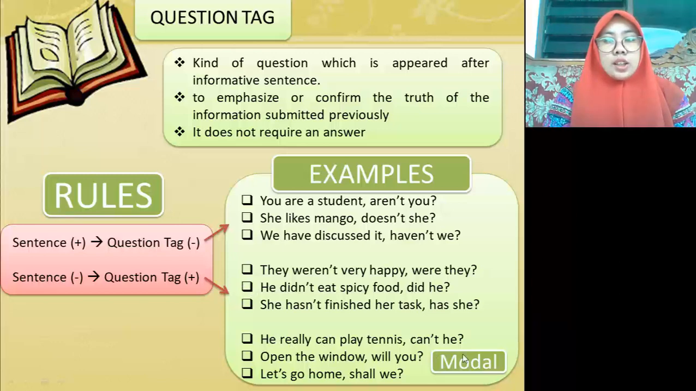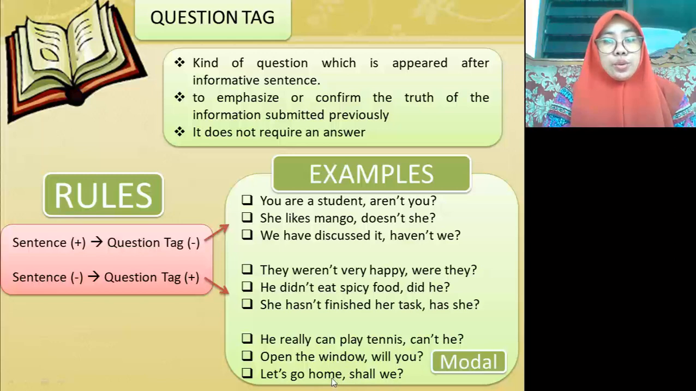This is the use of modals in the question tag. For example, he really can play tennis. Can't he? Because the sentence uses the modal can, your question tag must also use a modal. But because your sentence is positive, your question tag must be negative. Cannot becomes can't. Can't he? Like that. Open the window, will you? Let's go home, shall we?